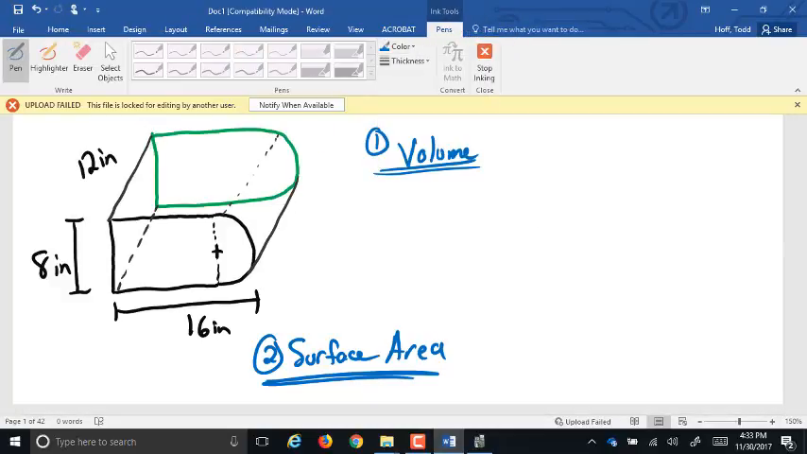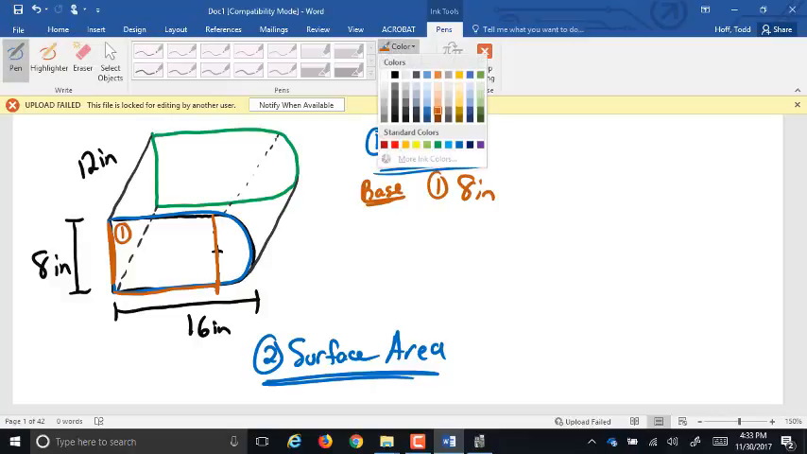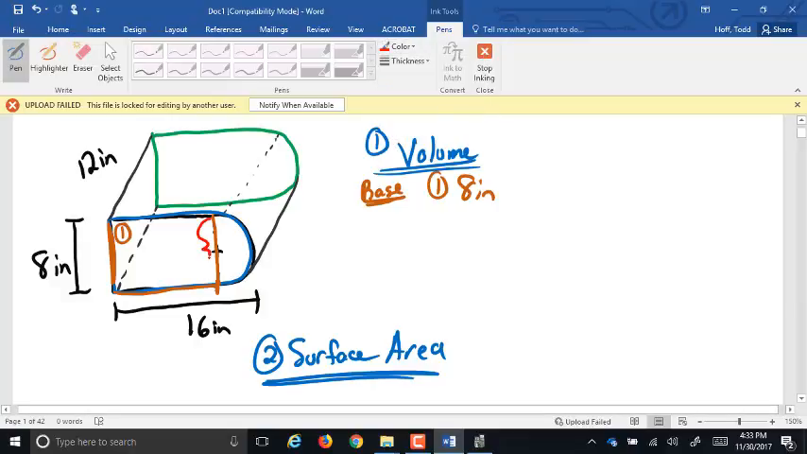First thing we need to do is identify the base. Of course, the bases are either of these two shapes that are identical on the front and the back. So to find the volume, the first thing we need to do is find the area of the base. To do that, we're going to have to divide the base into two pieces. Piece 1 is a rectangle that is 8 inches on this side by, of course, this isn't going to be the full 16. We know this is 8 inches here, the other end of the rectangle.